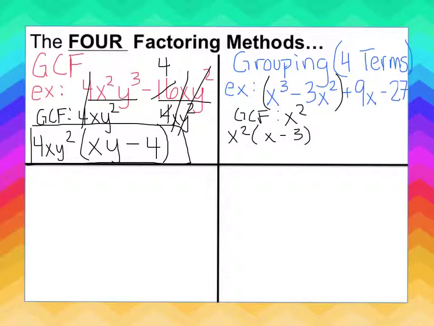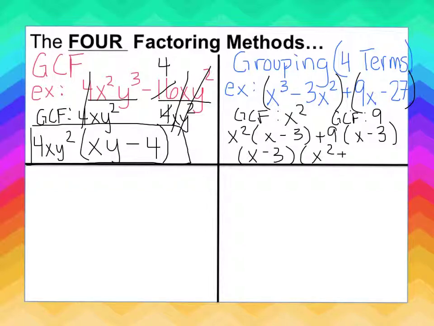And then for the second 2 terms that I'm going to group together, the 9x minus 27, the GCF in this case will be 9. So I'll divide both by 9 and get a positive 9 and then an x minus 3. Notice whatever is inside the parentheses will remain the same. So my final answer is x minus 3 multiplied by x squared plus 9. Okay, this is all review of the 4 factoring methods. So those are the first 2 that we learned.